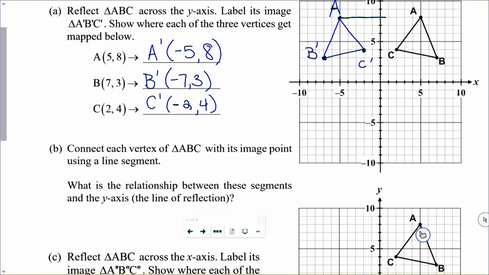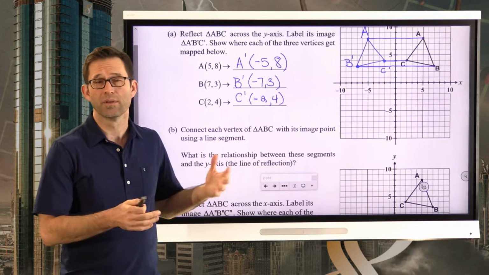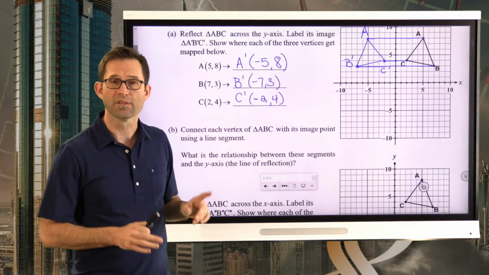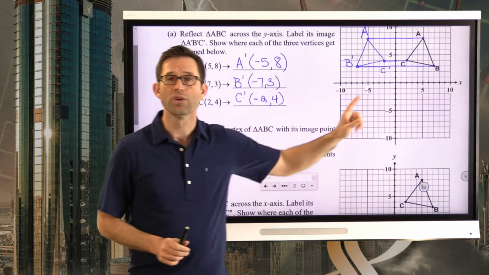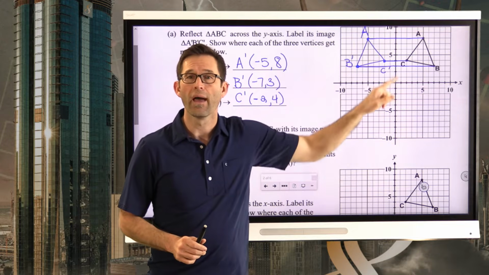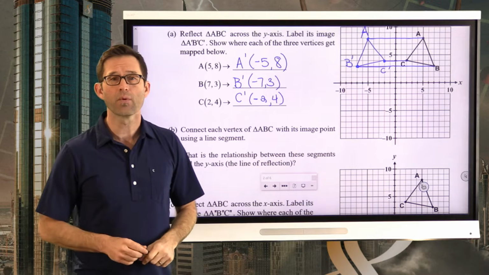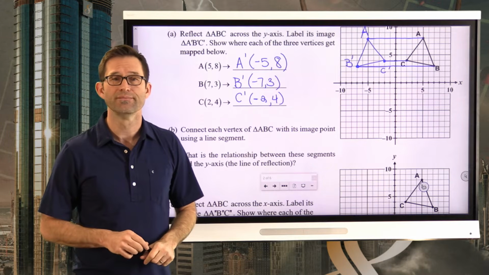So in other words, let me connect that, and that. Now, the first part of letter B is just to draw those line segments. The second part is, what is the relationship between those three line segments that I just drew and the y-axis? What is their special relationship? See if you can remember this from a couple lessons ago.